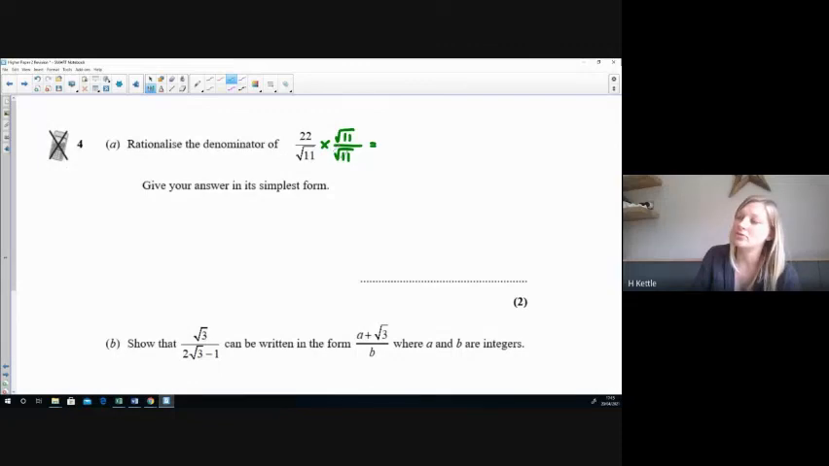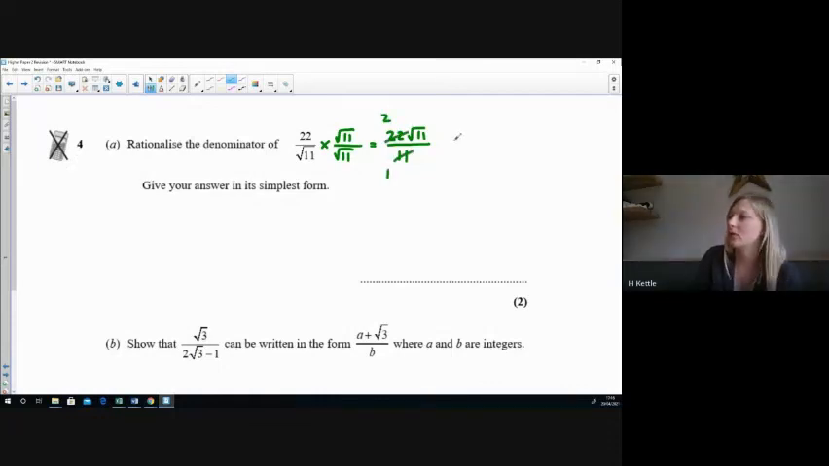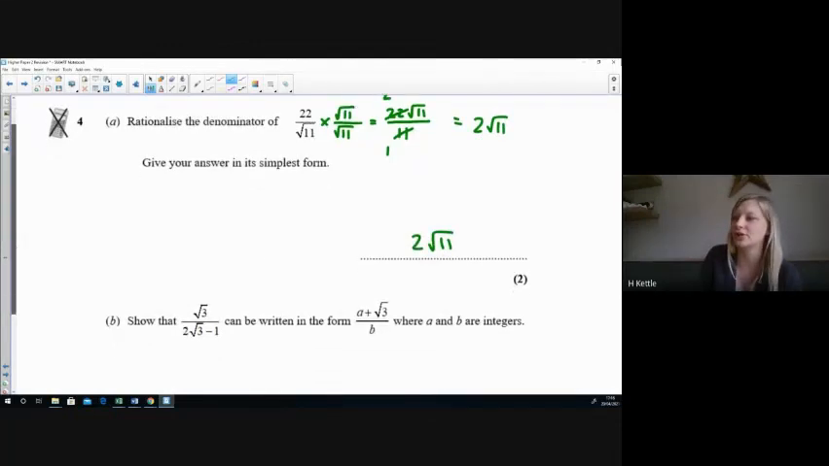So root 11 times root 11 is obviously root 121, which is just 11. And then on the numerator, we've got 22 lots of root 11. Cancelling that down, we get to root 11. So that's our final answer. So that's equivalent, but we've just rationalised it.